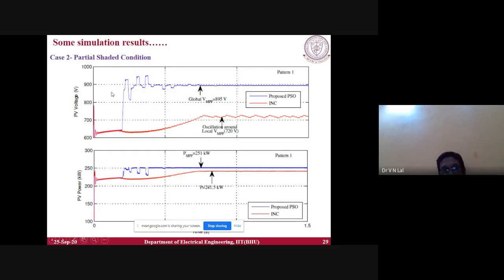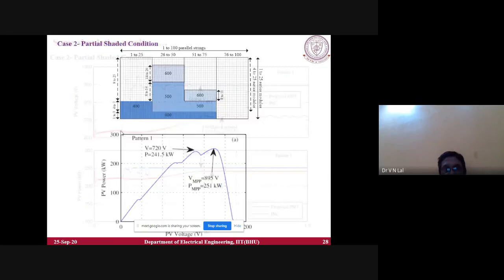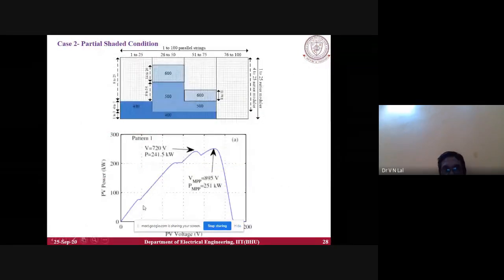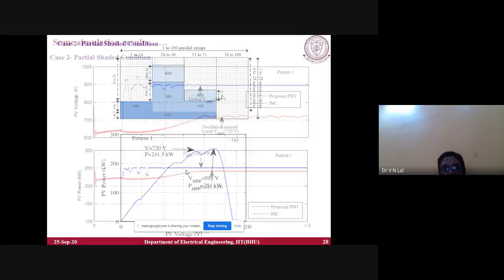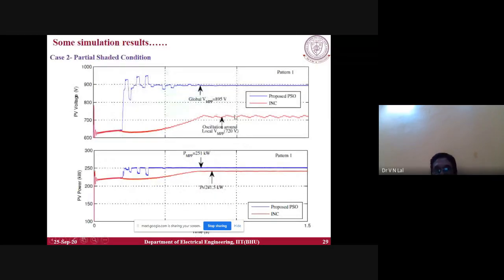PSO is also searching. It also started at 650 volt, somewhere at this point. Finally it passes 720 volt and reaches 895. And you know the power difference is 10 kilowatt, and if it is continuous, then so much energy will be lost. And obviously voltage oscillation will be there at MPP. Another case is there.